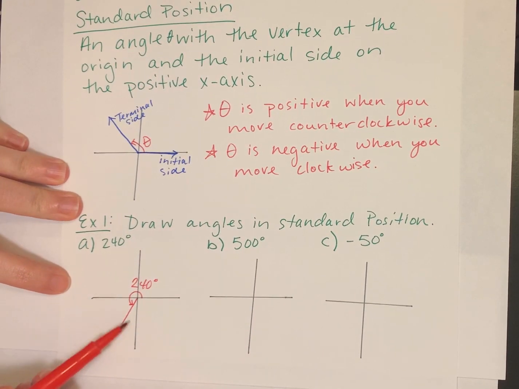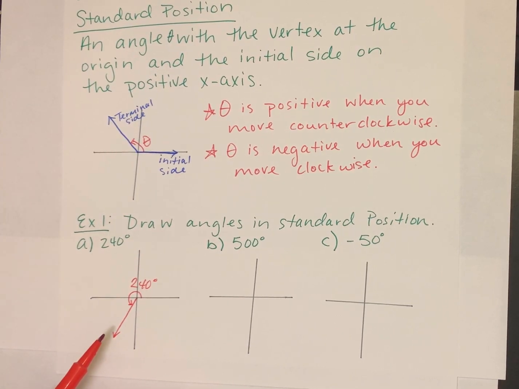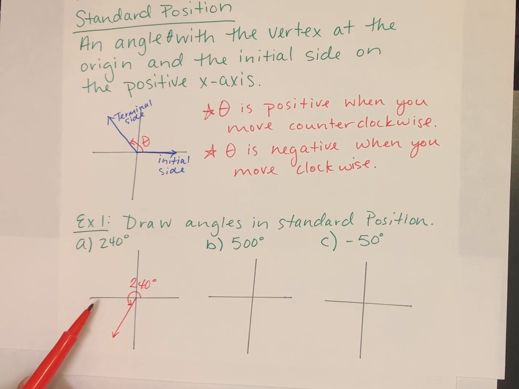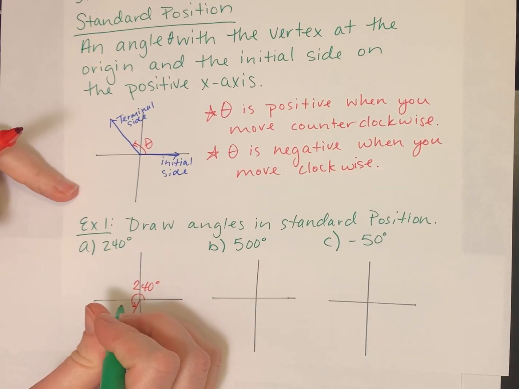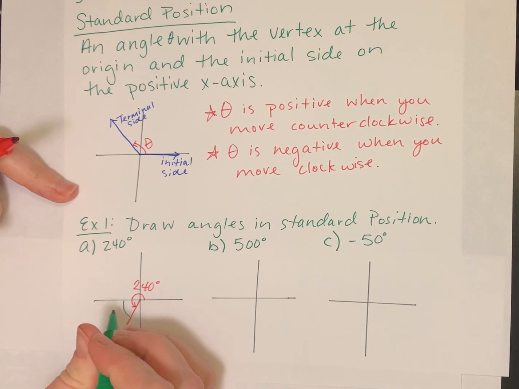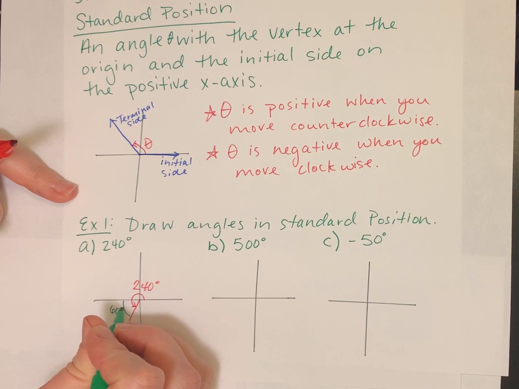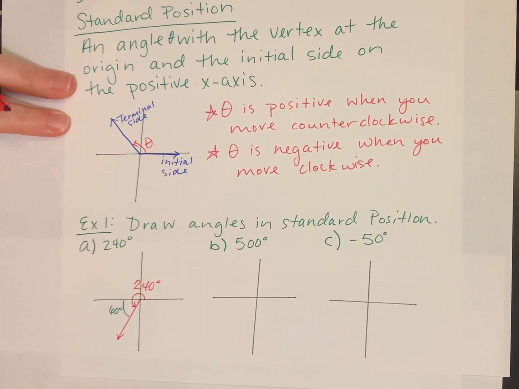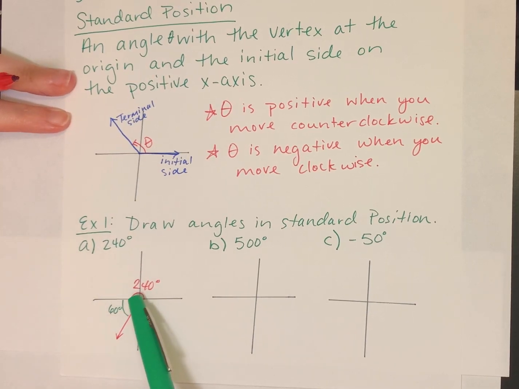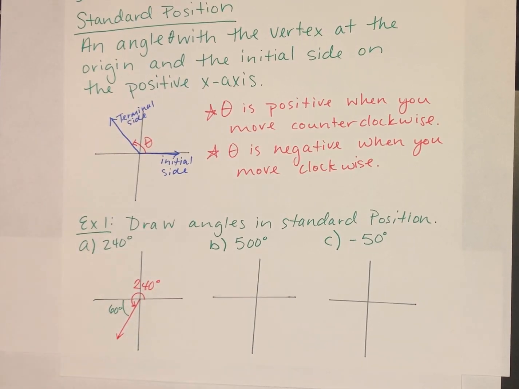And then we want to think about where exactly our terminal side will be. So we want to think about how much further past 180 degrees we go. And so 240 minus 180 gives us that we have a 60-degree difference here. You don't have to write this in, but this part will help you see where your terminal side should be.